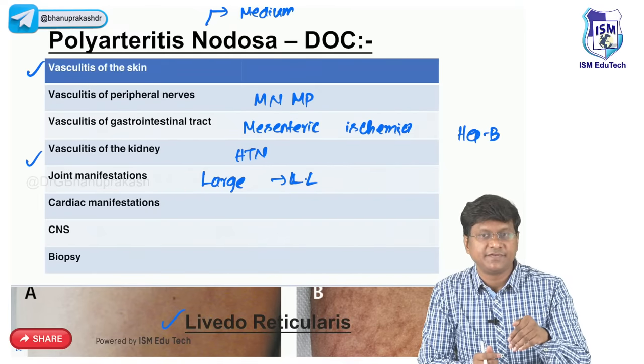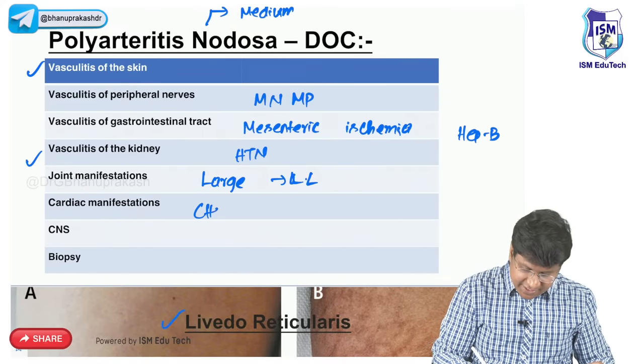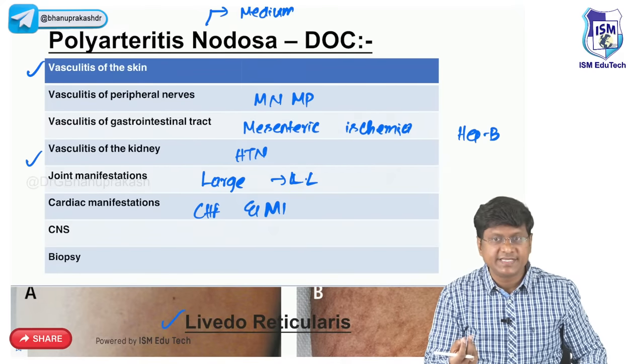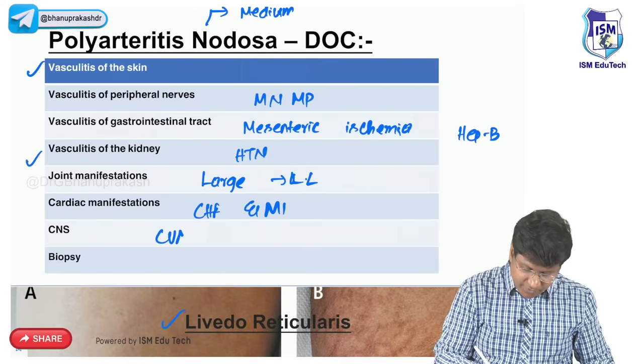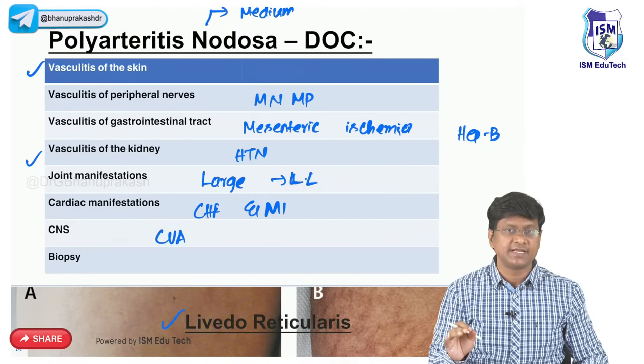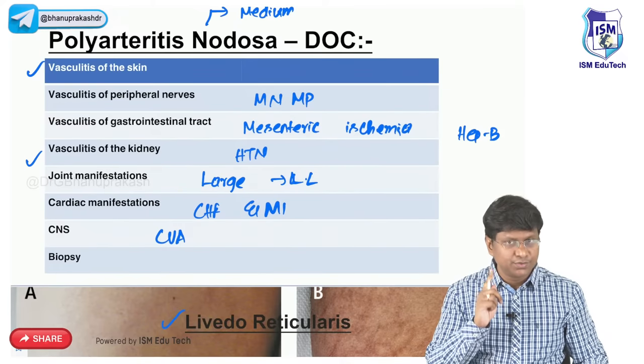And what are the cardiac manifestations in polyarteritis nodosa? There can be development of congestive heart failure as well as myocardial infarction. Then what will be the CNS manifestation? That will be in the form of cerebrovascular accidents. Why is that? Because of decreased perfusion of blood to the brain.